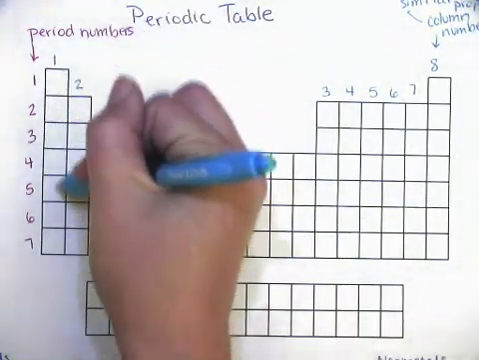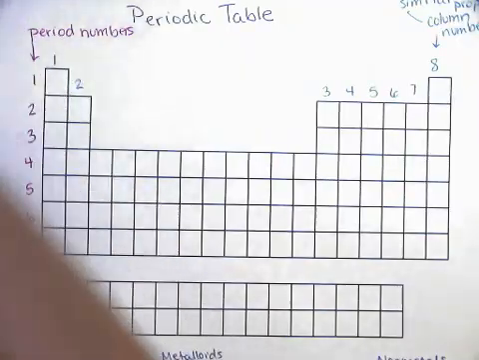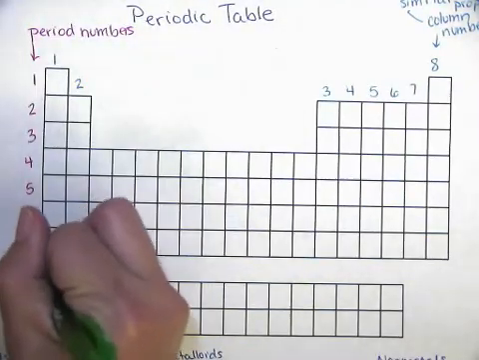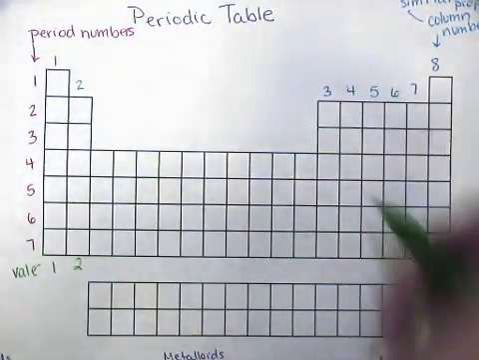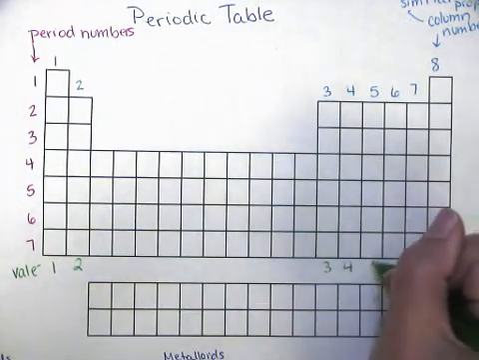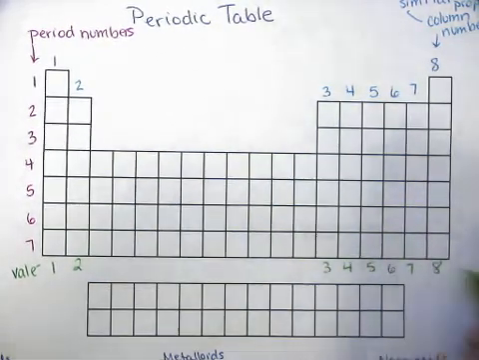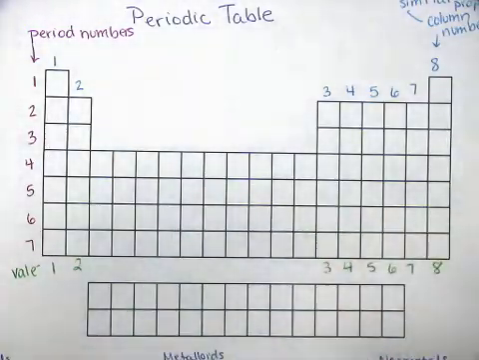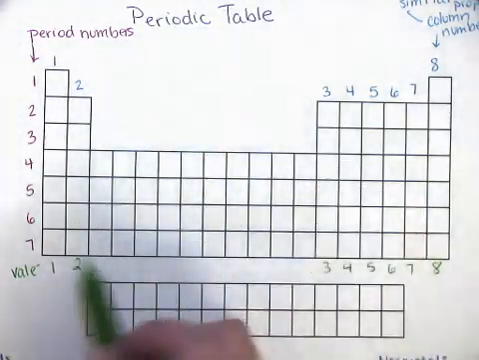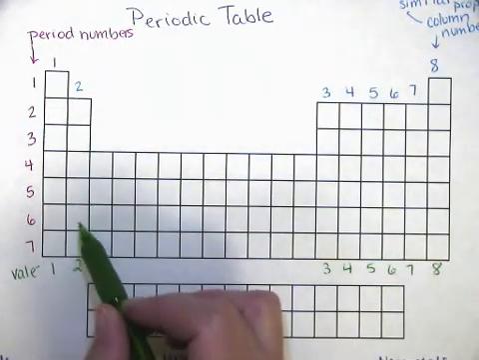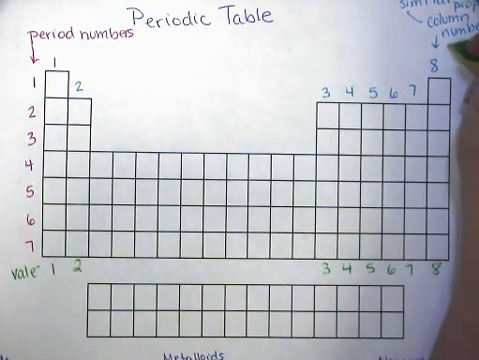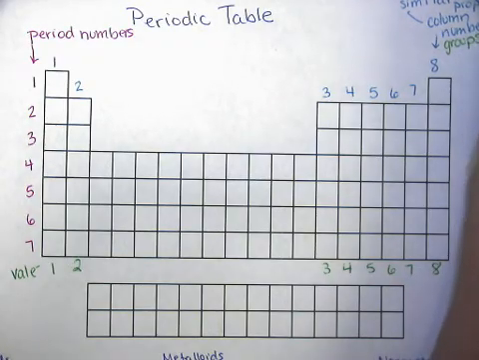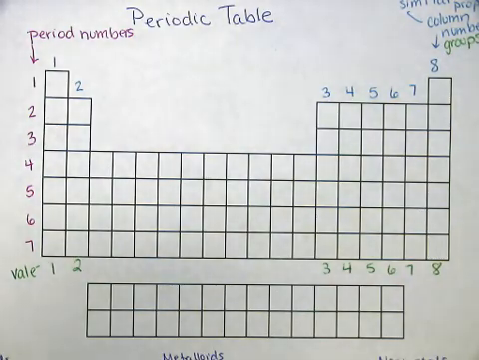So any element in column 1 for valence electrons has 1 valence electron. In column 2 they have 2 valence electrons. Column 3 they have 3, 4 they have 4, 5, 6, 7, and 8. And this has to do with where their electrons are in the highest energy level. So any element in row 2 or group 2 would have 2 valence electrons in that s orbital. So columns are also called groups. Sometimes they're also called families as well.